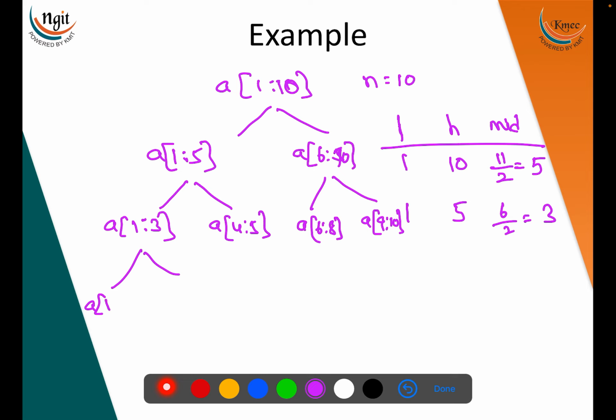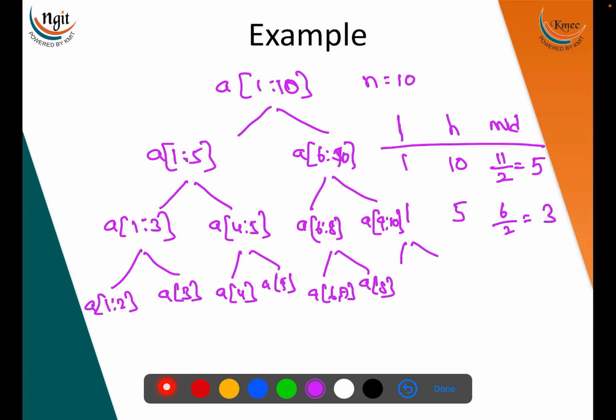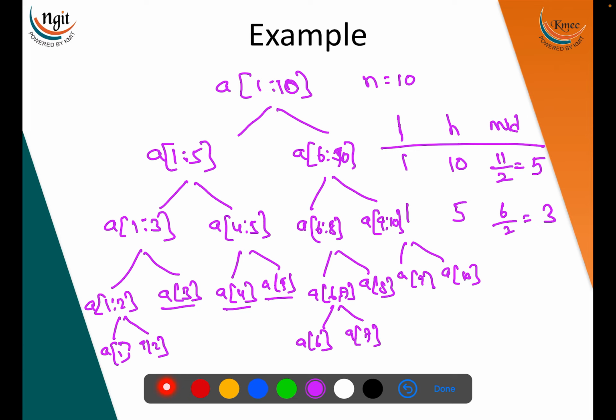The same way: A1 to 2, A3, A4, A5. This also: A6, 7, A8, A9, A10. So we continue while n value is greater than 1. I can divide this into two sublists, two subproblems, A1, A2, A3, 4, 5. You cannot divide A4 and A5 further as each has a single element. Here also you can divide, A6 is one, A7 is one. So this is the recursive tree structure of merge sort for a given list of 10 elements.